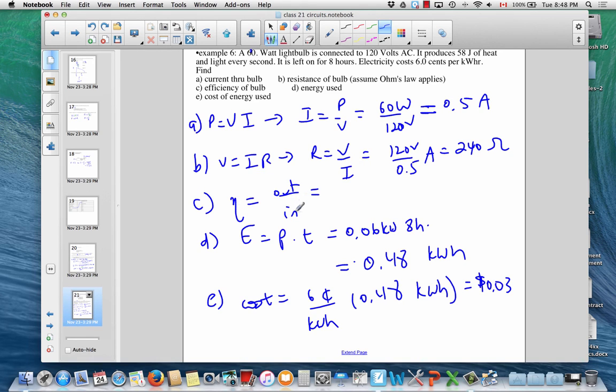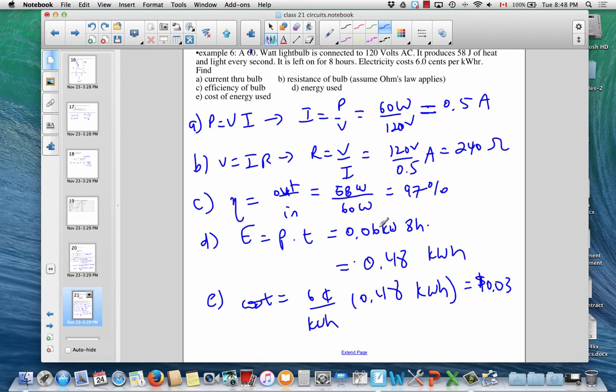Efficiency is the ratio of output to input. We were told that the useful output is 58 watts, joules per second, of heat and light for every 60 watt unit of electrical input. So that's 97% efficient when we consider both the heat and the light from that bulb. With the light only, it's only about 2% efficient, but light bulbs are actually pretty good heaters.